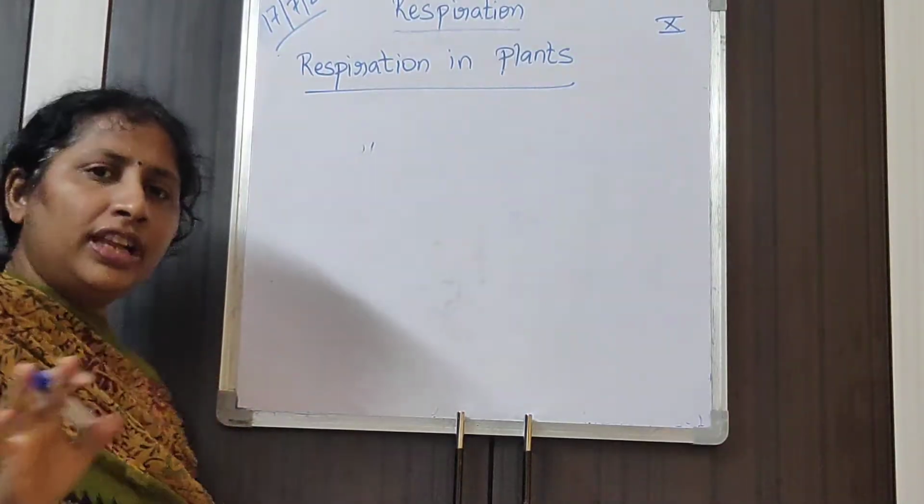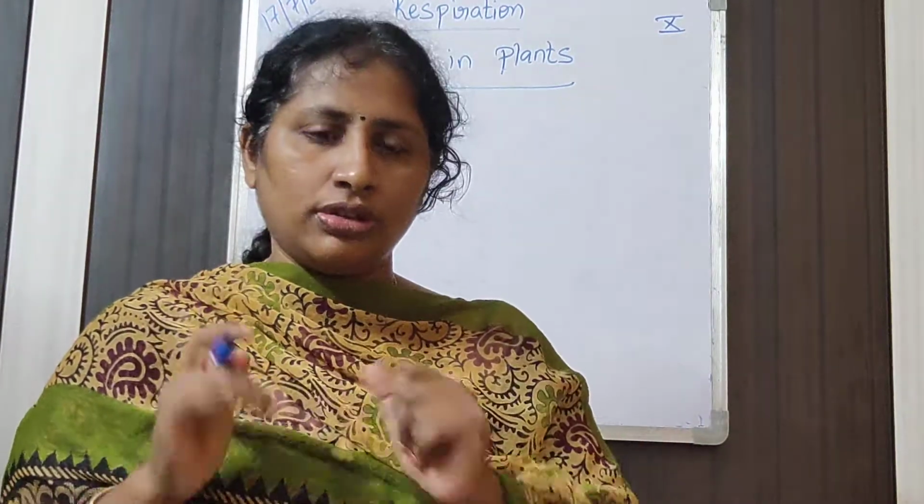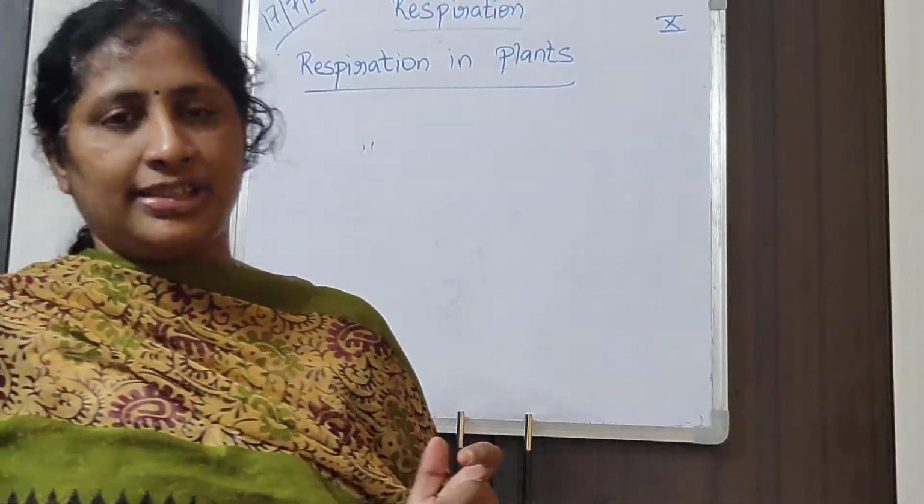Up to now we know that plants also respire. Plants also carry out the respiration process. They also take oxygen and release carbon dioxide. Then how does this process take place?